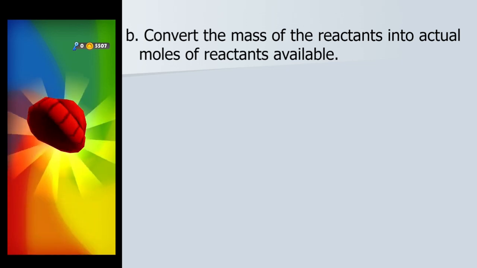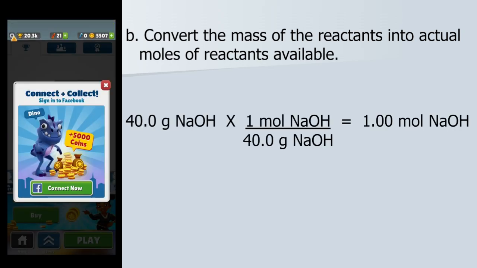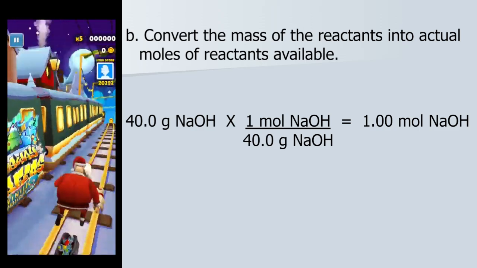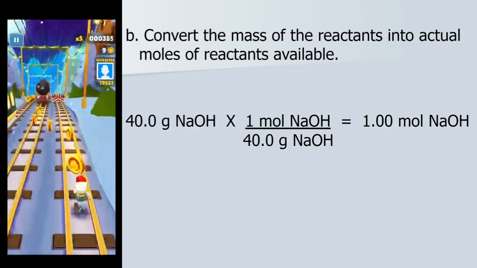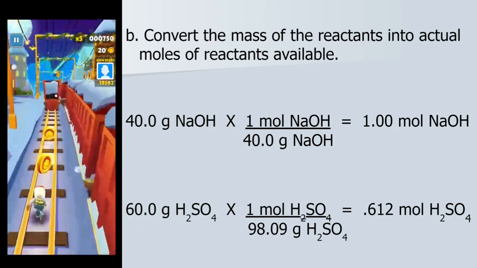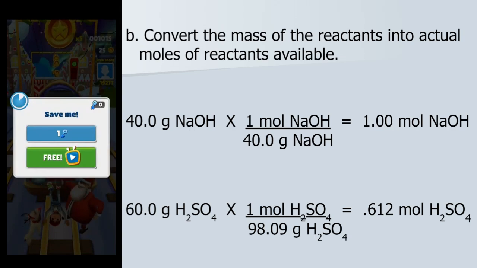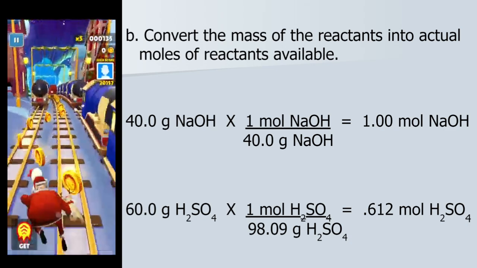Next, we'll convert the mass of the reactants into actual moles of reactants available. To do this, we'll just take the grams that the question has given us. So we'll take the 40 grams of NaOH and multiply it by its molar mass, which will give us 1 mole of NaOH. Then we'll do the same for the sulfuric acid and multiply by its molar mass and get 0.6112 moles of H2SO4.